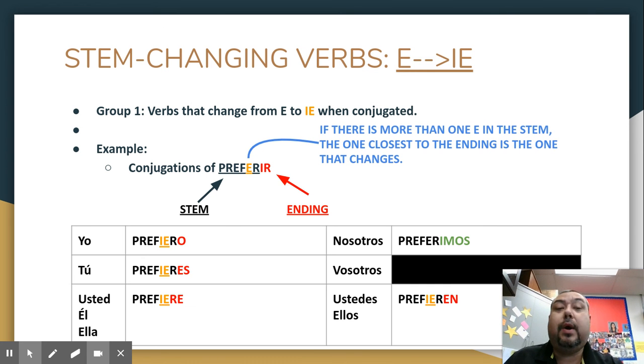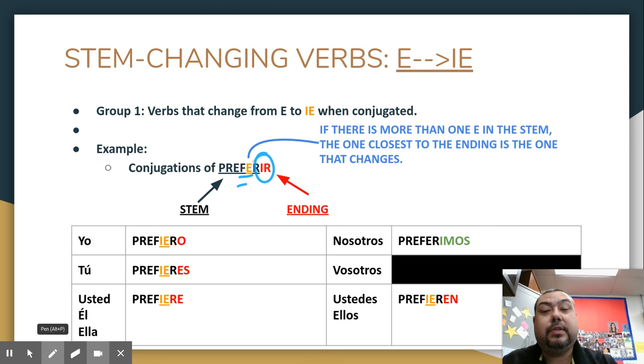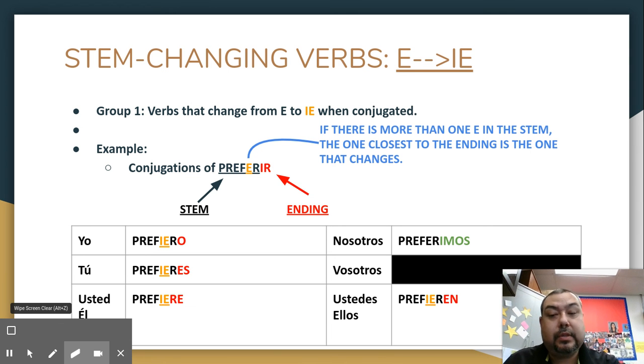If there is more than one E in the stem, then the one that changes is the one that's the closest to the end. As you can see in this verb, that's the one that was the closest to the end, so that's the one that changes. Okay, so let's move on then so you can practice.